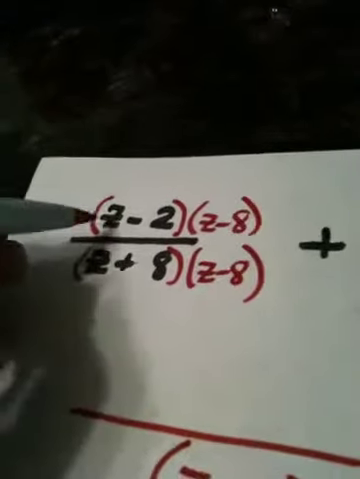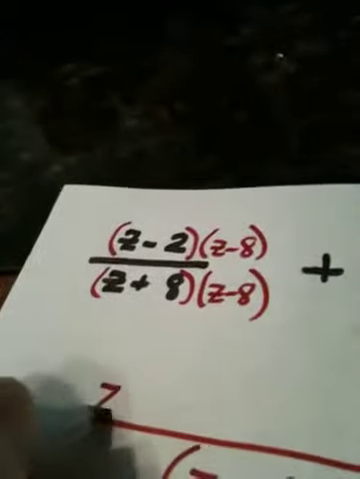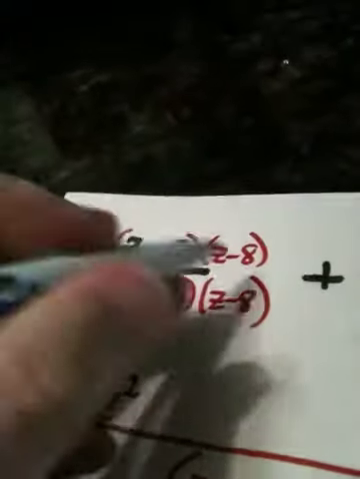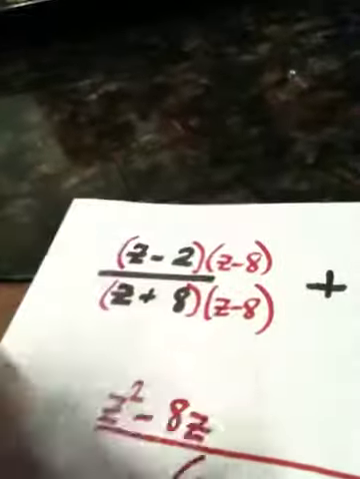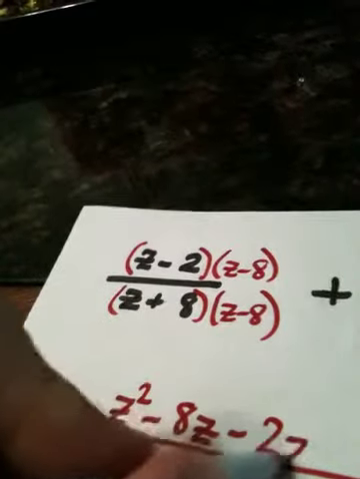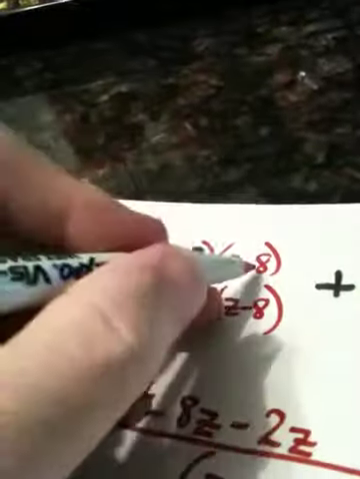Z minus 2 times z minus 8, we need to FOIL. Z times z is z squared. Z times negative 8 is negative 8z. Negative 2 times z is negative 2z. Negative 2 times negative 8 is a positive 16.